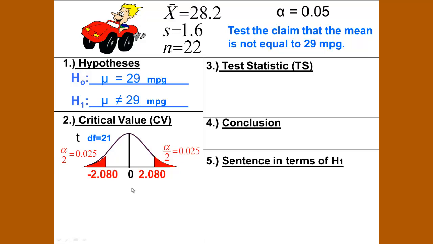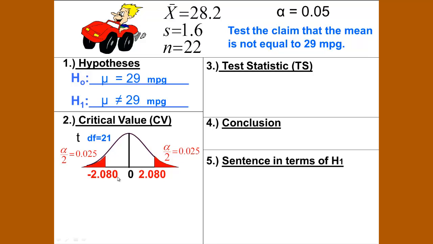And looking up degrees of freedom of 21 and an alpha divided by 2 of 0.025 gives us a critical value from our t-chart of 2.080. I'll get it said right. Sorry about that. Well, that would be a positive 2.080 on the right-hand side, but would be a negative 2.080 on the left-hand side. And since we have two tails, we'll have two shaded regions and two critical values.